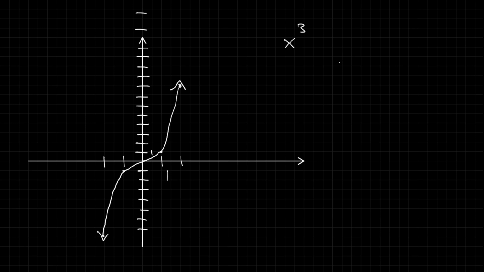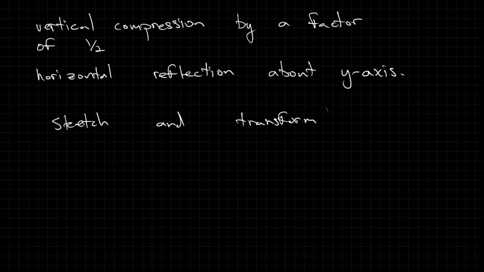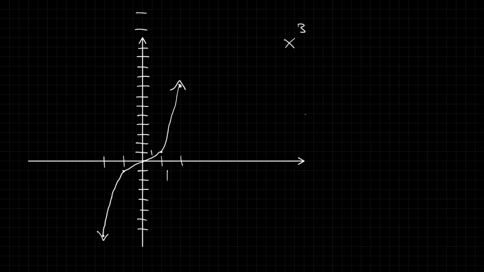Now to graph my transformed function, I need to apply the transformations that I listed, which is a vertical compression by 1/2, and then a horizontal reflection about the y-axis. That reminds me I should probably label my axes.